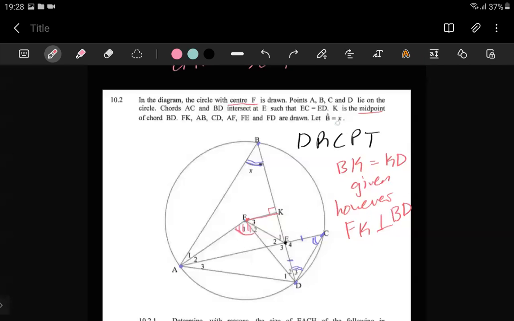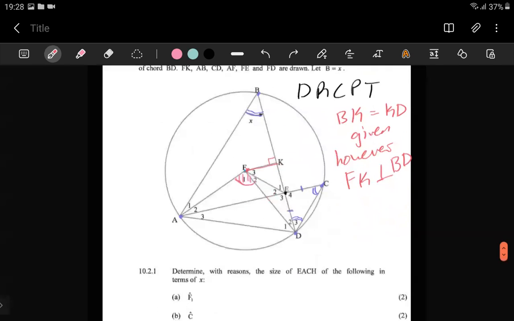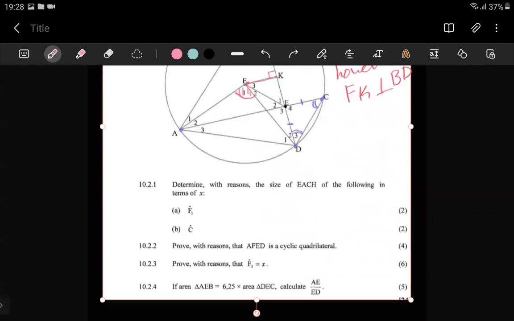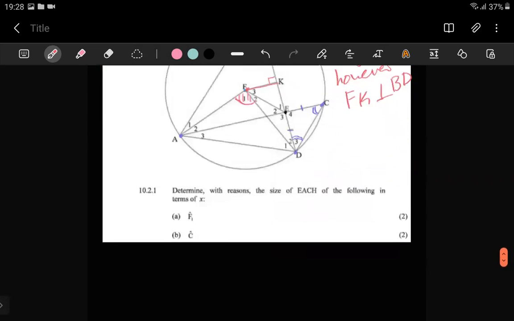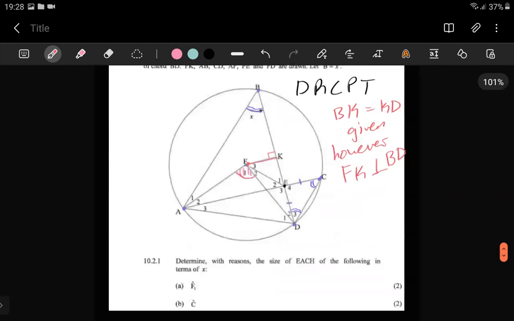Lastly, they have told us that B is equal to X. So we've spent a good 3-4 minutes just talking about the description, but it's all worth it, because these questions that we're going to have to answer, all of them, it's just going to be pop and place. So the first thing, for 4 marks or 2, is they say determine with reasons the size of each of the following in terms of X.